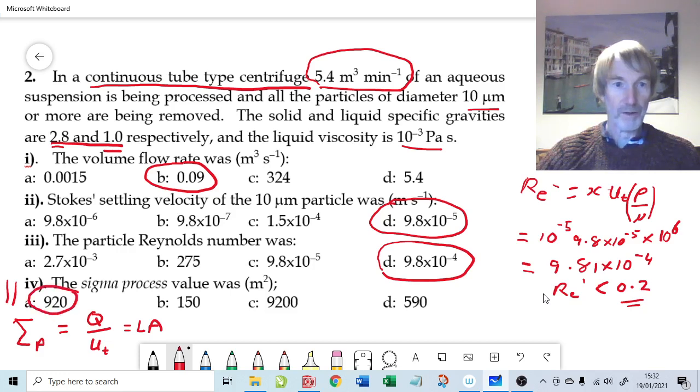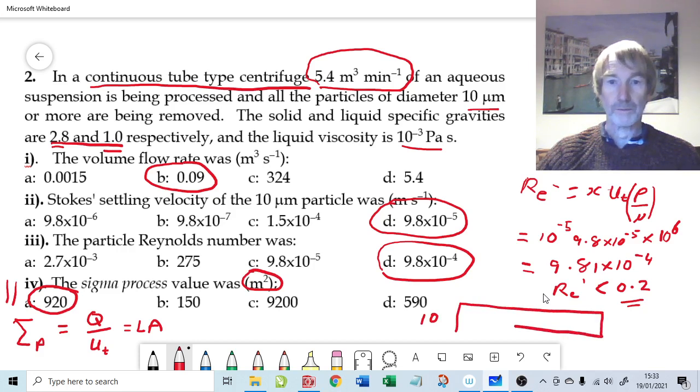So the sigma process for this device is 920 meters squared. In other words, this centrifuge does the same job as a settling basin that is 920 meters squared. To put that into context, this is plan area, if you had a 10 metre wide settling basin, it would have to be something in the order of 92 metres long.